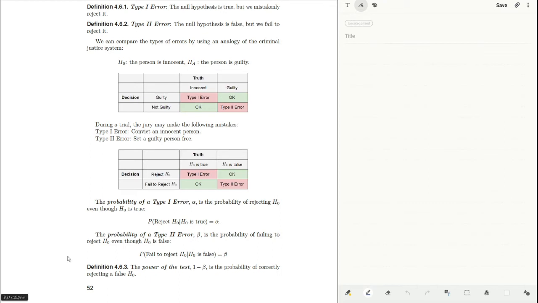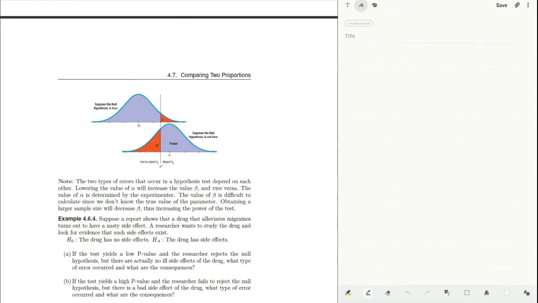Now we define the power of the test to be 1 minus beta, which is the probability of correctly rejecting a false null hypothesis. So this is the probability that we made the correct choice when we reject the null hypothesis in our test. Now the two types of errors that occur in a hypothesis test are dependent on each other. So if we assume that the null hypothesis is true, meaning that p equals p naught, then the sampling distribution model will be centered at the hypothesized parameter value.